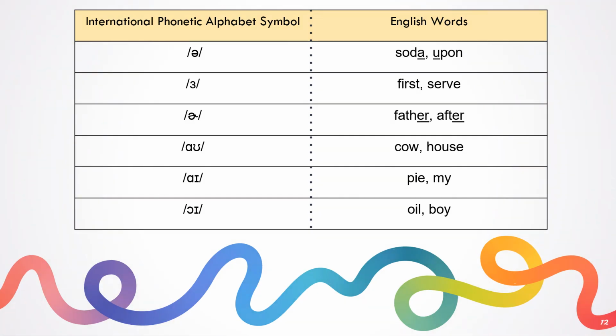Let's continue practicing. So the first sound is soda, a palm. Then first, serve, father, after, cow, house, pie, my, oil, boy.